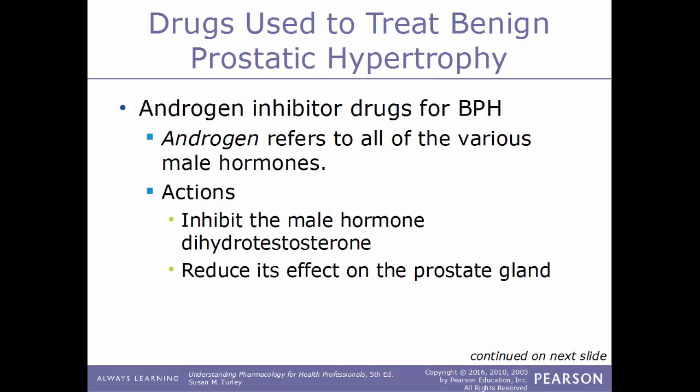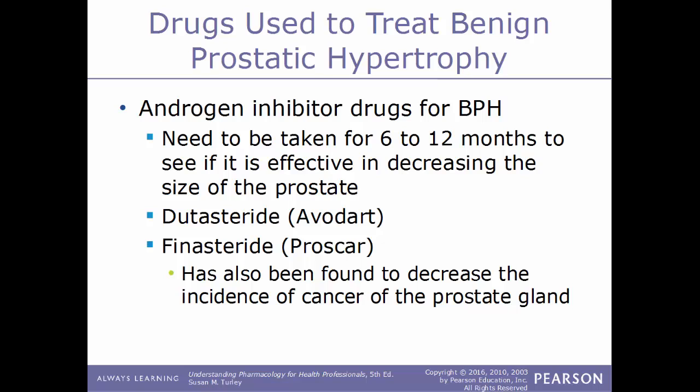When it comes to androgen inhibitor drugs to treat BPH, the term androgen refers to all of the various male hormones. So it's not just one specific hormone, it is all of them. The way that this class of drugs works is they inhibit the male hormone dihydrotestosterone. By inhibiting this hormone, it will reduce the effect on the prostate gland, so it will cause the swelling to go down. This kind of drug needs to be taken for anywhere from 6 to 12 months in order to see if it's effective or not in decreasing the size of the prostate.